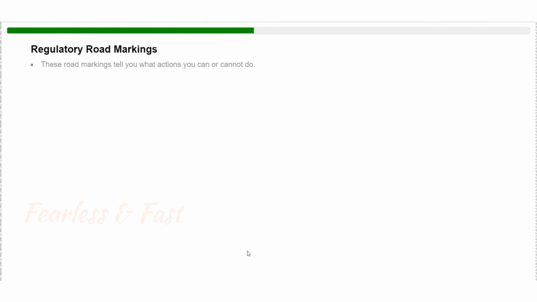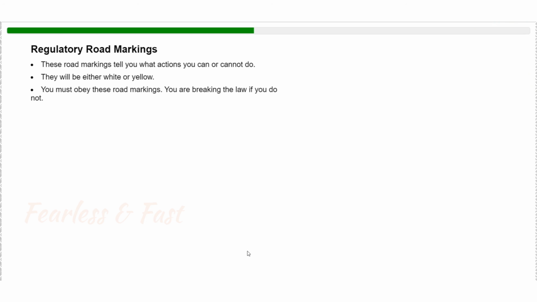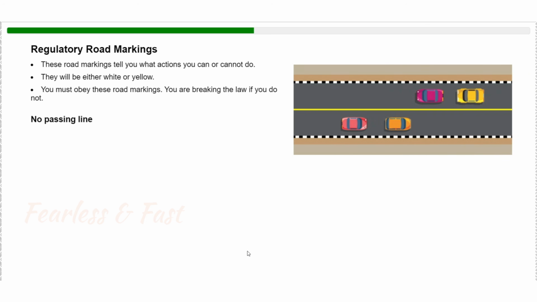Regulatory road markings. These road markings tell you what actions you can or cannot do. They will be either white or yellow. You must obey these road markings. You are breaking the law if you do not.